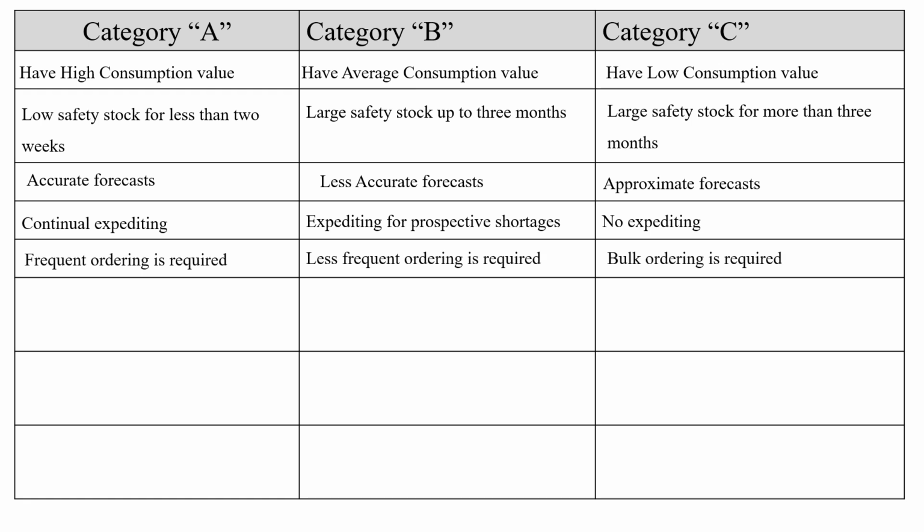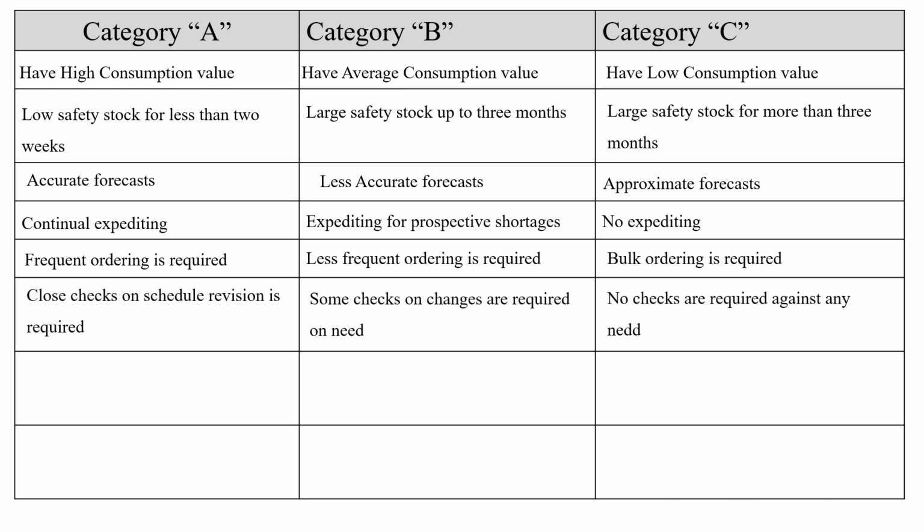We already discussed that category A items require frequent ordering. Category B requires less frequent ordering. Similarly, in category C, we place bulk orders. Next, in category A, close checks on schedule revision are required. In category B, some checks on changes are required as needed. Obviously, in category C, no checks are required against any need.